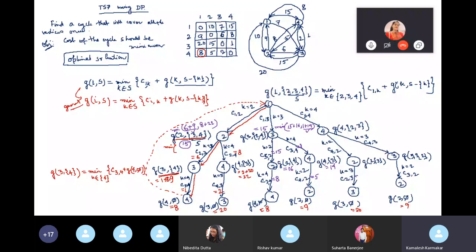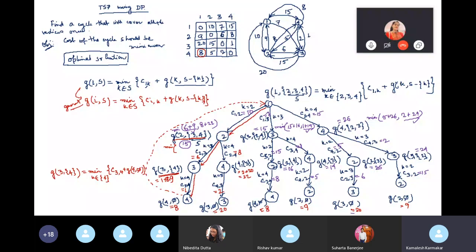Now if this value is 26, what will be the value of this function? Here, from the matrix, C12 is 10, C13 is 7, and C14 is 14. This value is 15. Okay. Now what will be the value of this function?